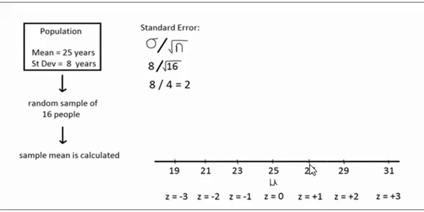Now I want to show you the formula that's used to calculate the z-score of a sample mean. We can use this formula to take any sample mean and turn it into a z-score. In this situation right here, we could take 28.5 and turn it into a z-score using this formula, or we could take 24.2 and turn it into a z-score.